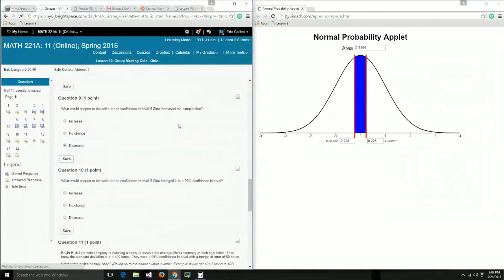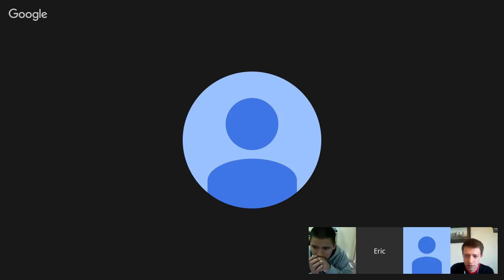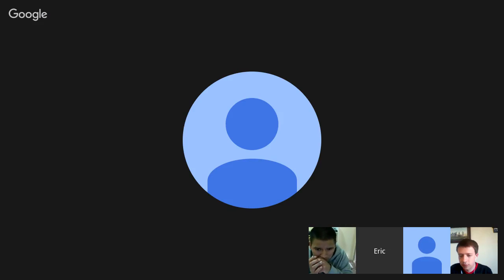Now for some more advice. Does it make sense why the confidence interval would decrease as your sample size increased? I was just reading what Rachel said.